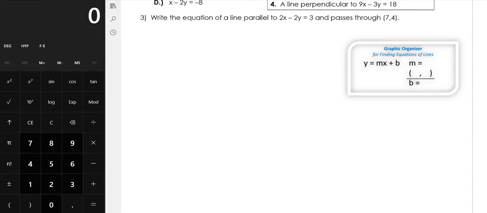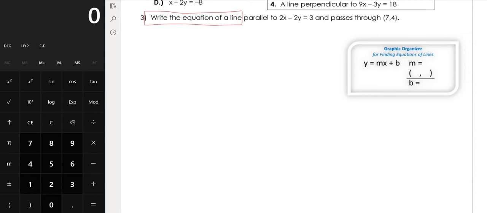Number 3. Write the equation of a line parallel to 2x minus 2y equals 3 and passes through point (7, 4). Go back to the beginning. Write the equation of a line. Okay, this is the best thing that they could possibly tell you in a question.